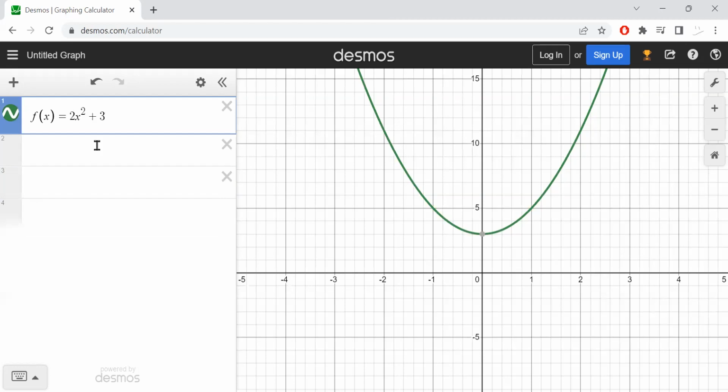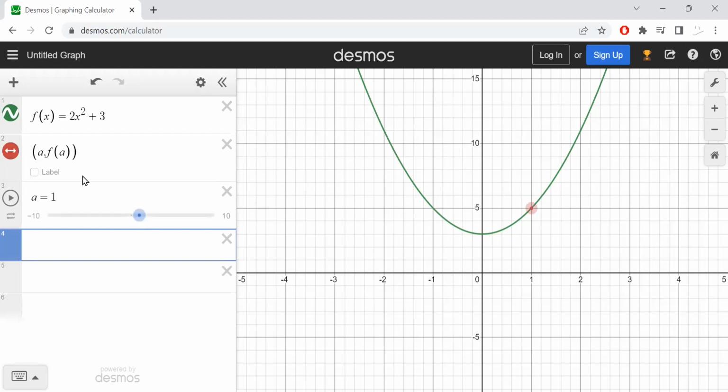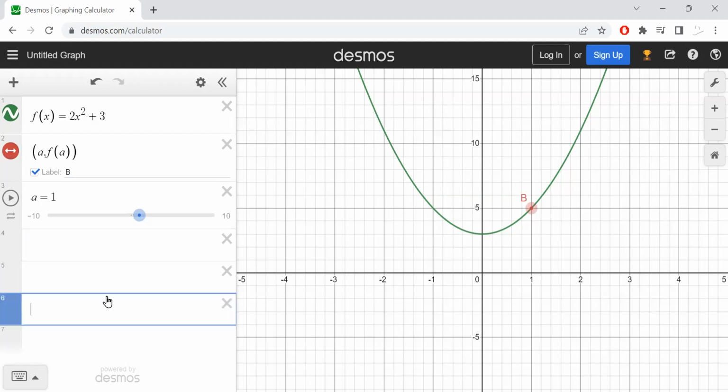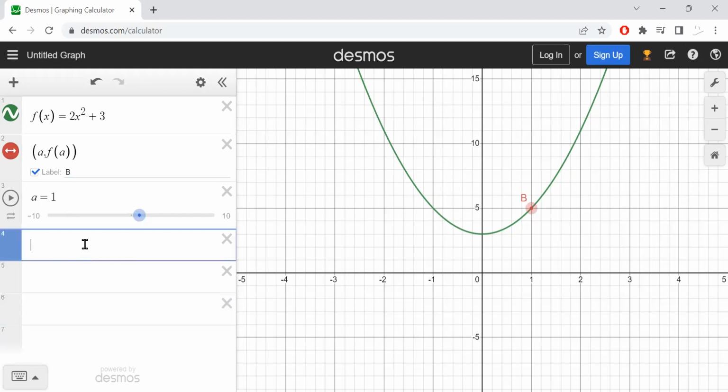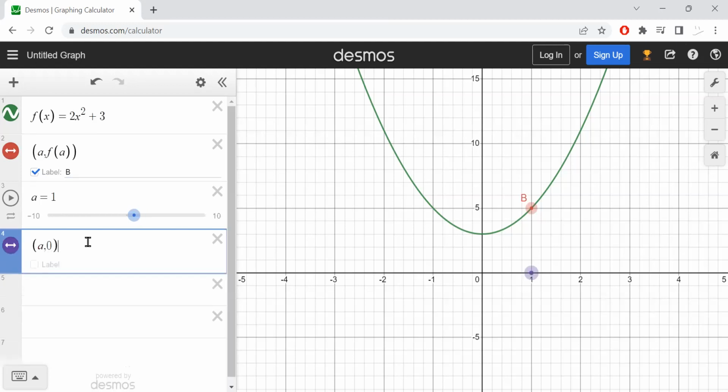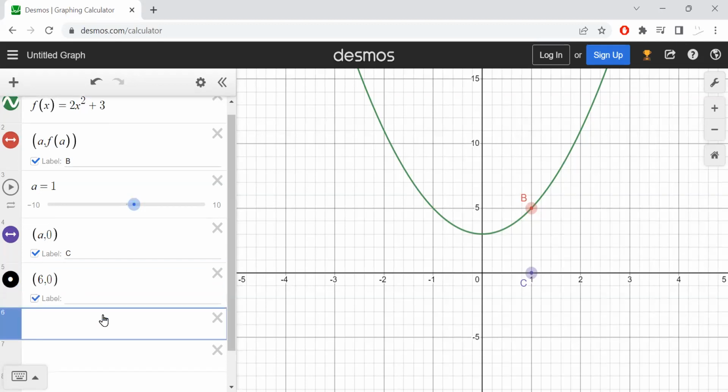Okay, let me think. How do I do this? I thought it would be easy. Let me see. A, comma, f of A. Yes, correct. Then I'll call it point B. Then point C would be A, comma, 0, a fixed point 0. I'll label it as point C. And point A will be, what were the coordinates? 6, comma, 0. Then I'll open the label tick and label it as A.